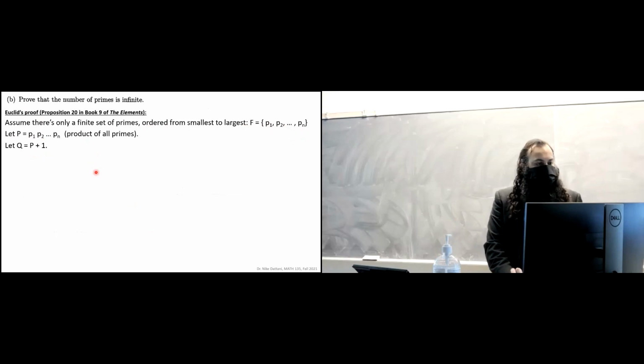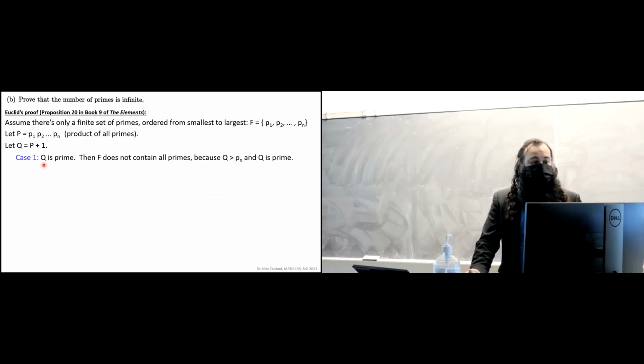All right? Now, case 1, if Q is prime, then F doesn't contain all the primes because it doesn't contain Q. There's a new prime that wasn't in the original set. Of course, Q is not in the original set because Pn is the largest prime in this finite set of primes, and Q is bigger than it, right? Q is larger than it, and it wasn't in that set. So that set was incomplete. It doesn't have all the primes.